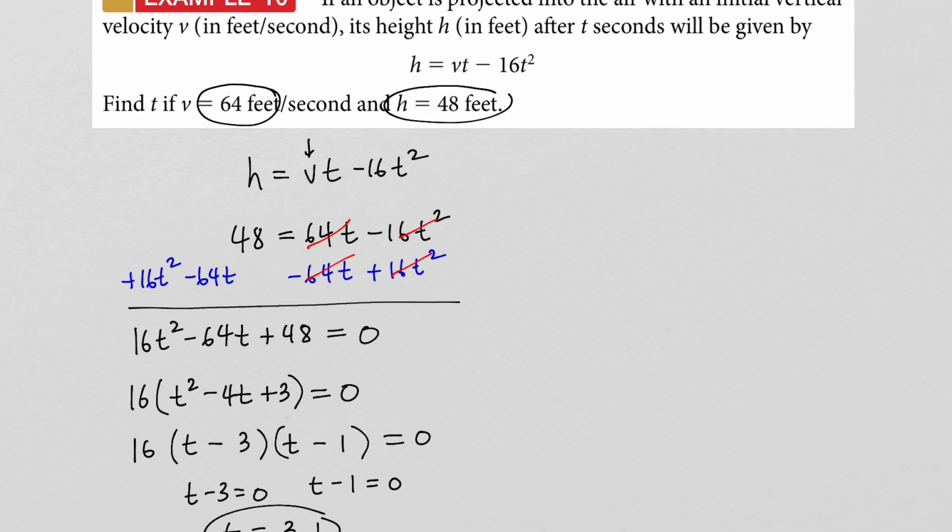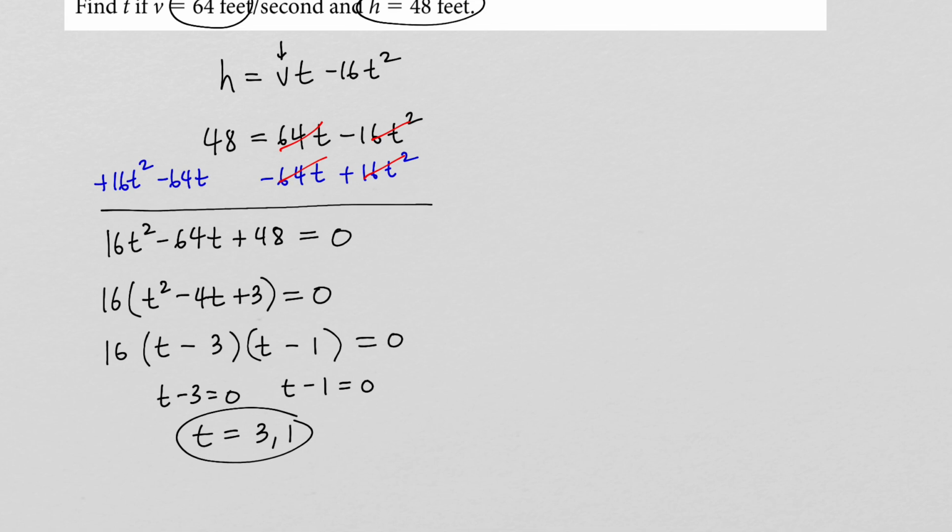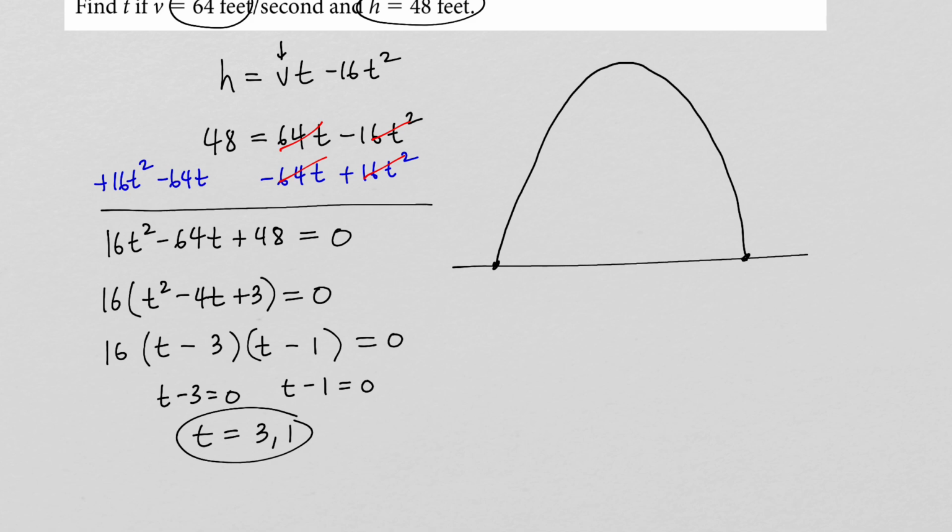Okay? So it says, find t if these things are true. Why are we getting two values for t? Does that even make sense? Well, let's think about it. If an object is fired up into the air, as time goes by, it's going to come down and hit the ground. So we are asking, when is it going to be 48 feet above the ground, right? A height of 48 feet means 48 feet above the ground. Well, you can see it's going to pass 48 feet on the way up, and it's going to pass 48 feet on the way down. So this location right here, this is where t is equal to 1 second, and this location right here is where t is equal to 3 seconds. So that is why we are getting two answers.